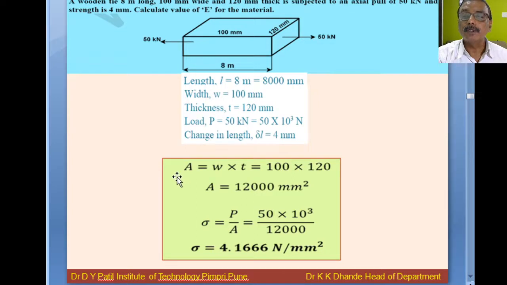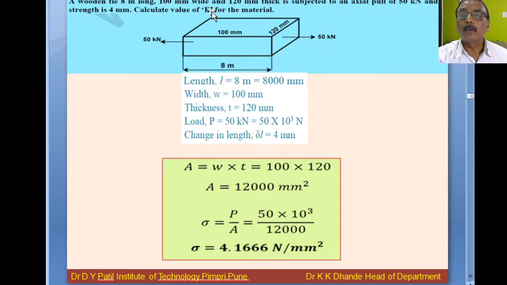Capital A means the cross sectional area of this wooden tie, which is equal to width into thickness. Width is given 100, thickness is given 120. So cross sectional area is equal to 12,000 mm square. Now stress is equal to load upon cross sectional area. Putting in the values, load P is equal to 50 into 10 raised to power 3 divided by cross sectional area 12,000. So sigma is equal to 4.166 Newton per mm square.